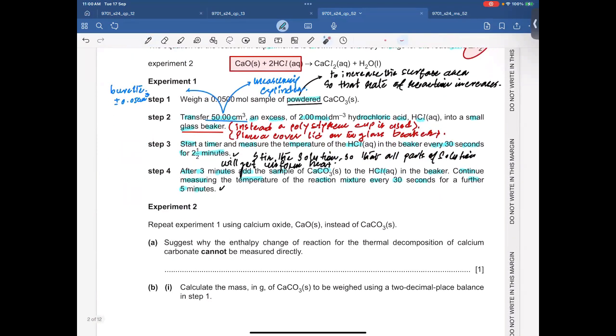And also one more thing. Why are we adding calcium carbonate after 3 minutes? So that the temperature will equilibrate with the room temperature. Okay.